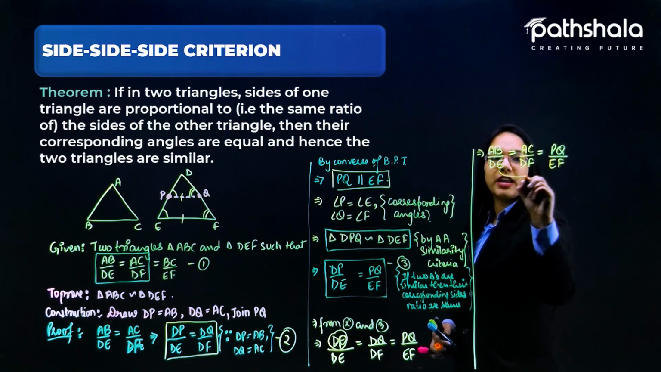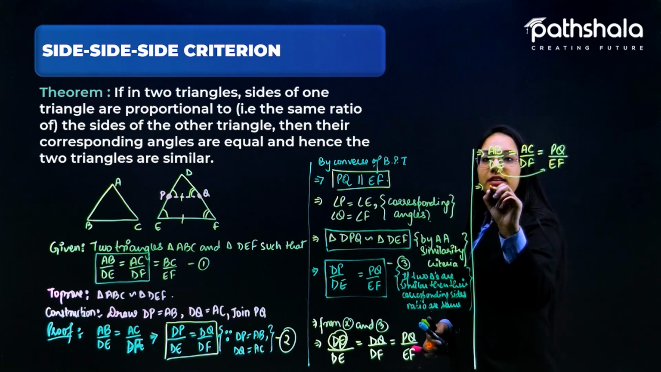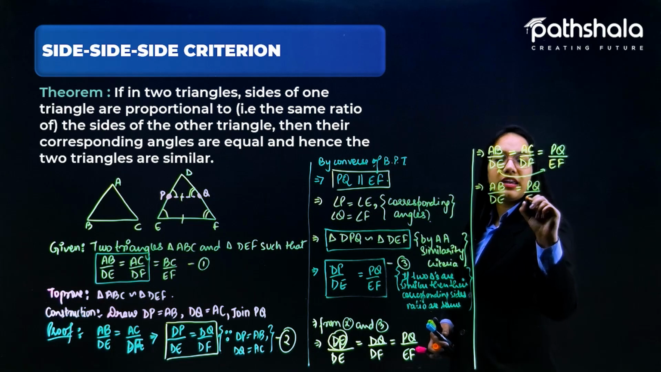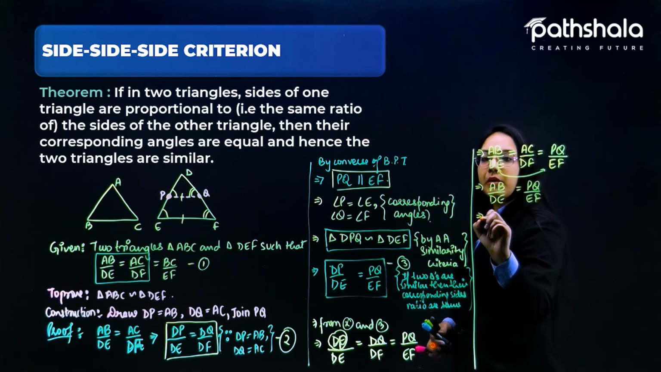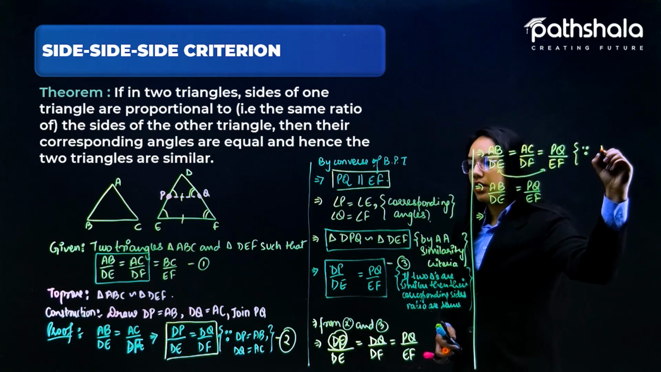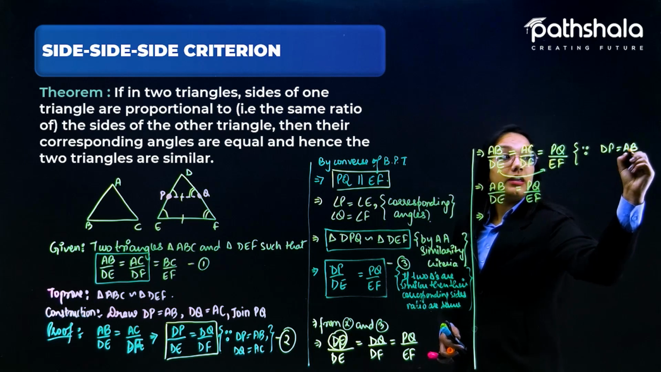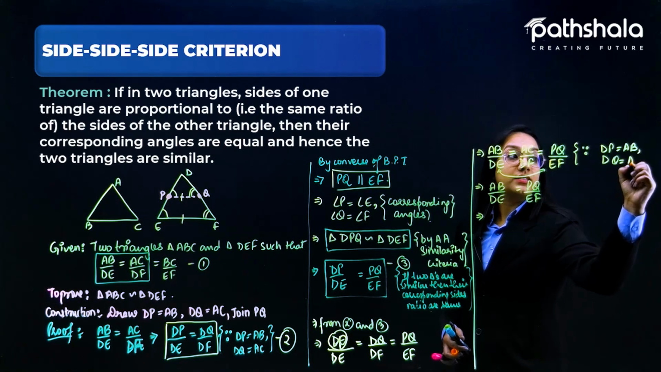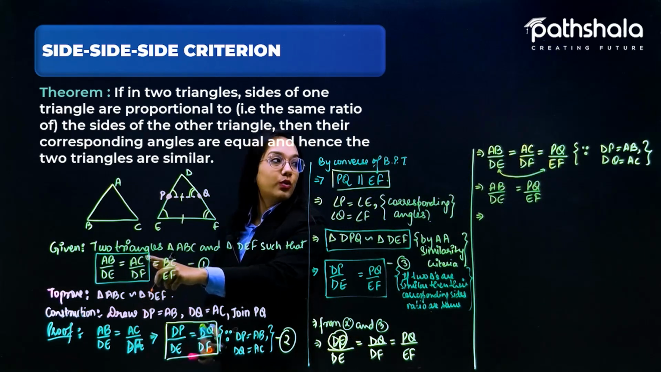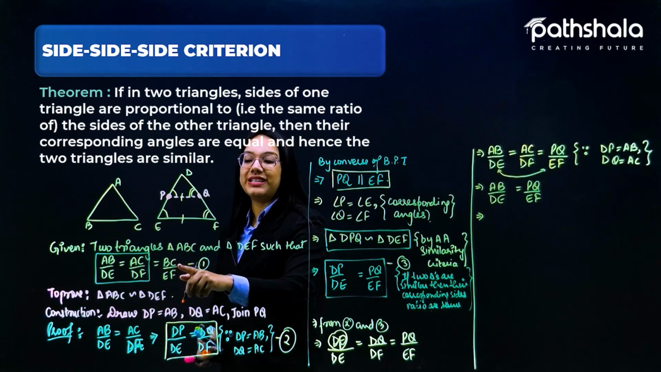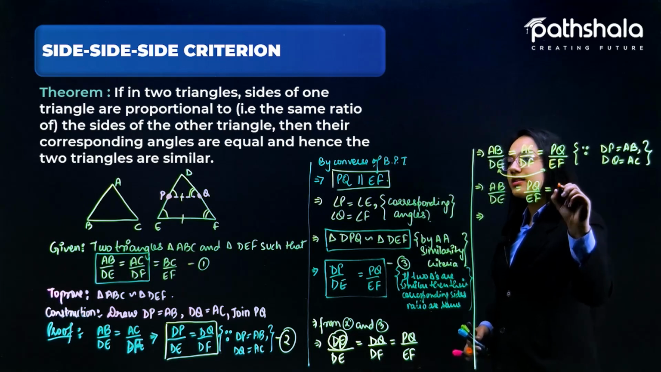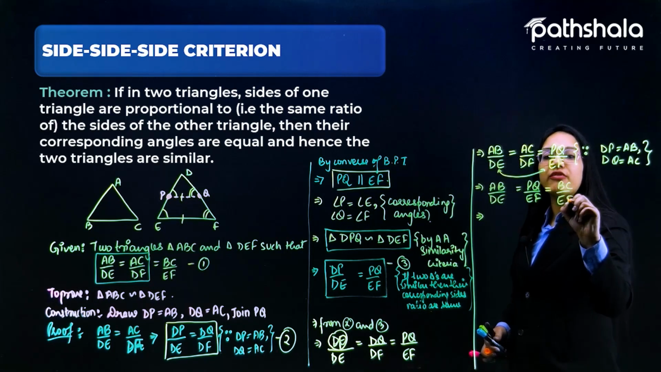Let us take these two only. We can write AB by DE is equal to PQ by EF. And by the given condition, since DP is equal to AB and DQ is equal to AC, and we know that AB by DE is equal to AC by DF, which is equal to BC by EF, we can write this also as BC by EF.